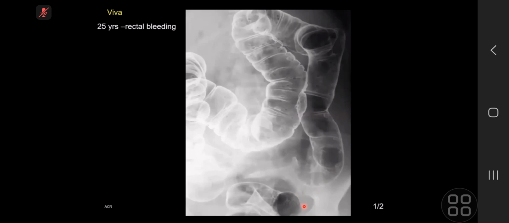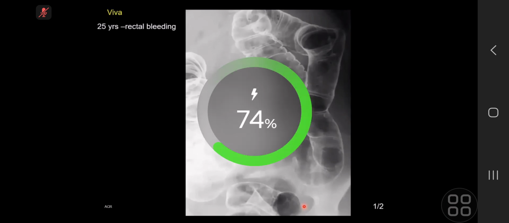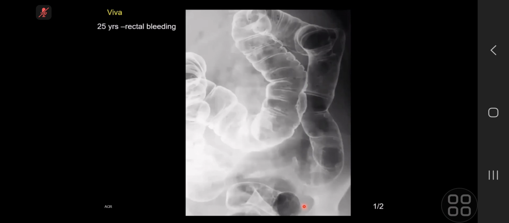So as there are multiple, I'm keen about the familial adenomatous polyposis syndrome. So polyposis syndrome, I'm concerned about the familial adenomatous polyposis syndrome. So I will further go for family screening or colonoscopy.